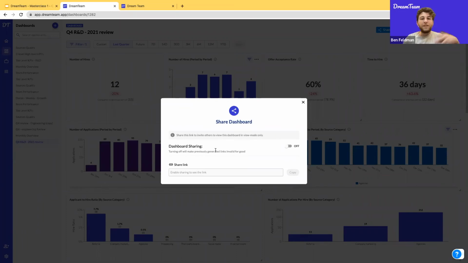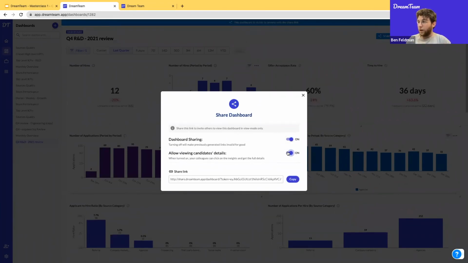Therefore you don't need to resend it, let's say you want to share it with a hiring manager. You don't need to send it every single week, month, day, whatever it is. They can just bookmark it and look at it whenever they want. Now, if you want to share more information, you can open this, and this allows them to view more granular detail. So I'm going to copy the link again.